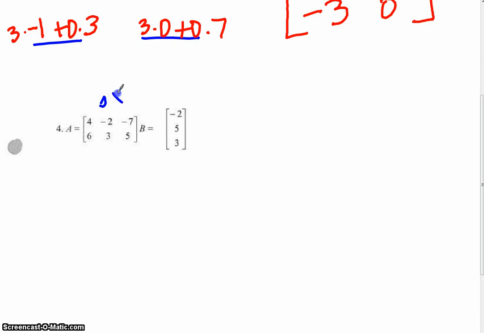So the next one, start by identifying what your dimensions are. This is a 2 by 3, and this is a 3 by 1. Insides are both 3, so yes, it works, and your answer will be a 2 by 1. That means you have 2 rows and 1 column.